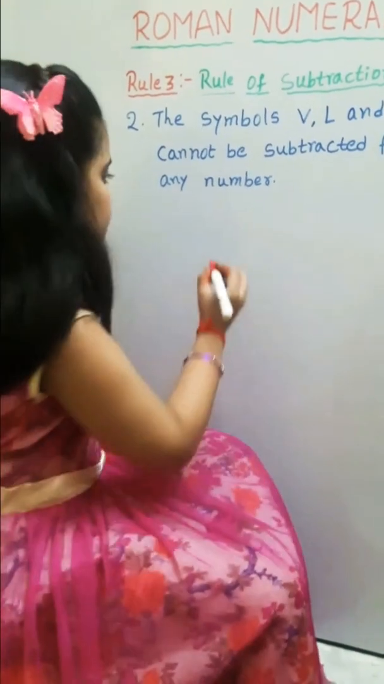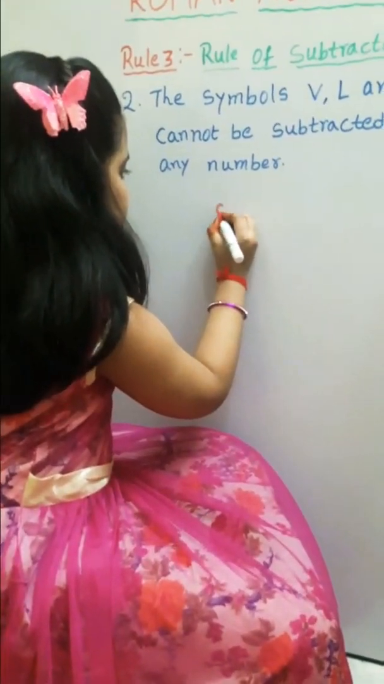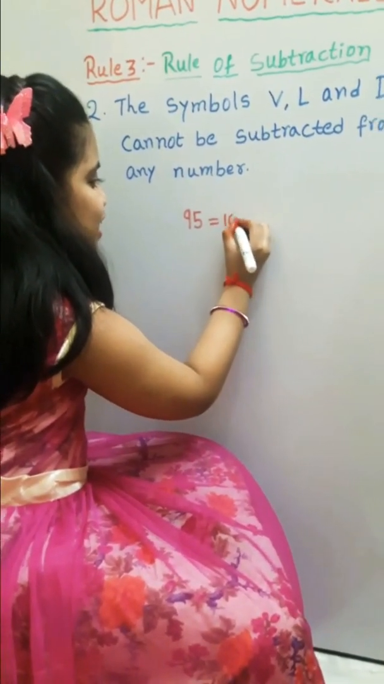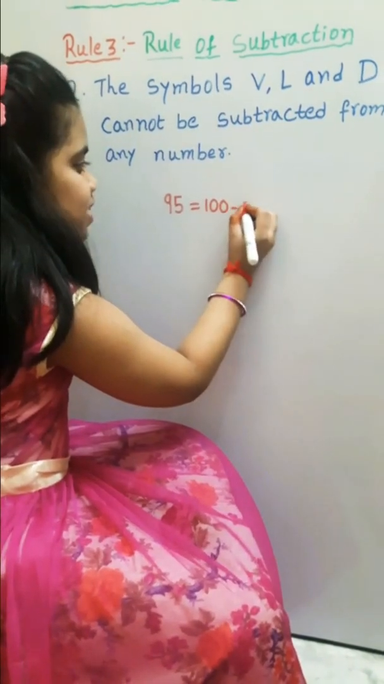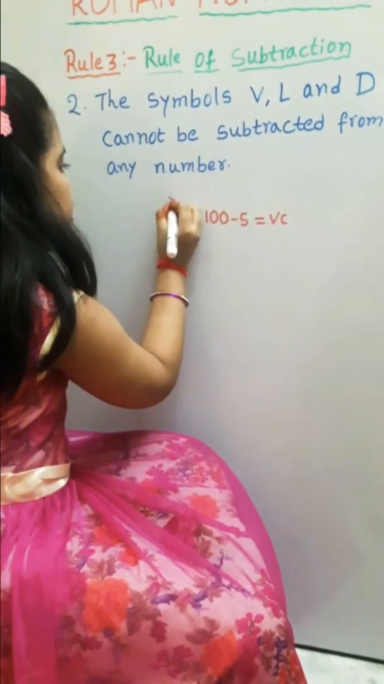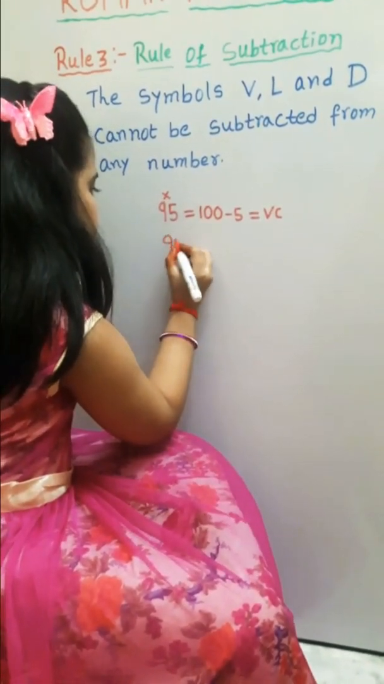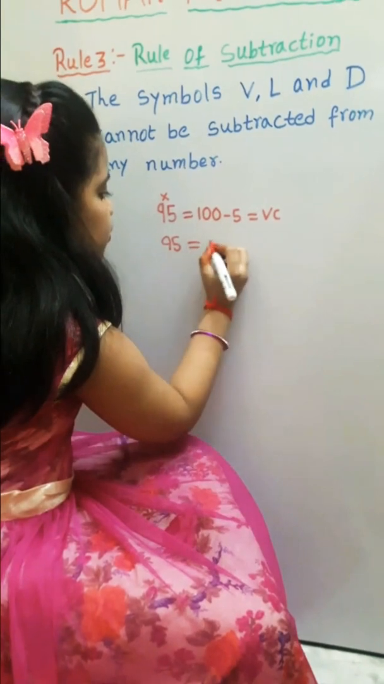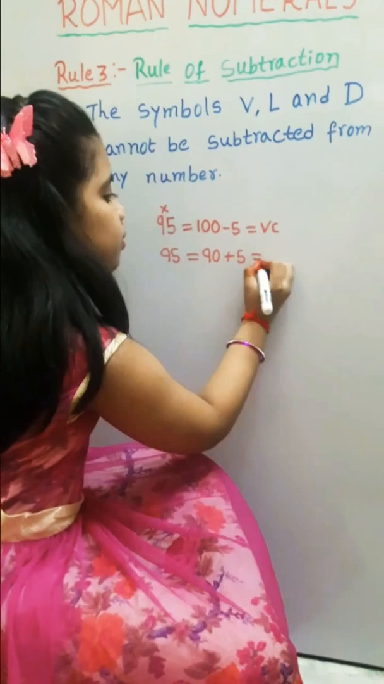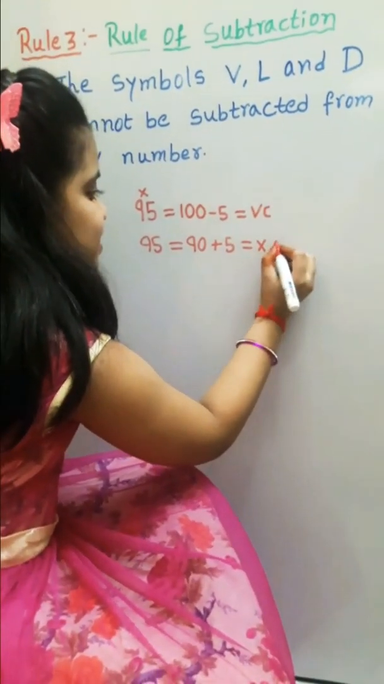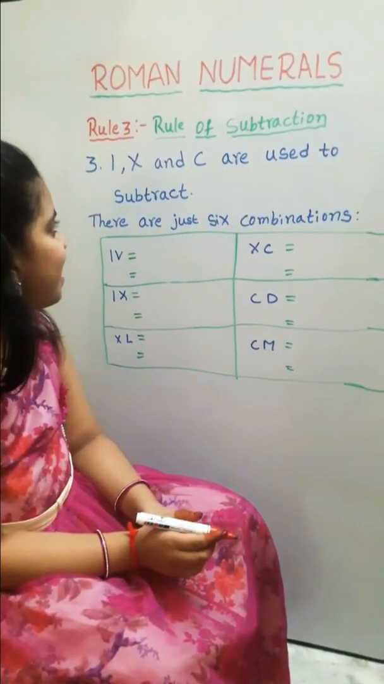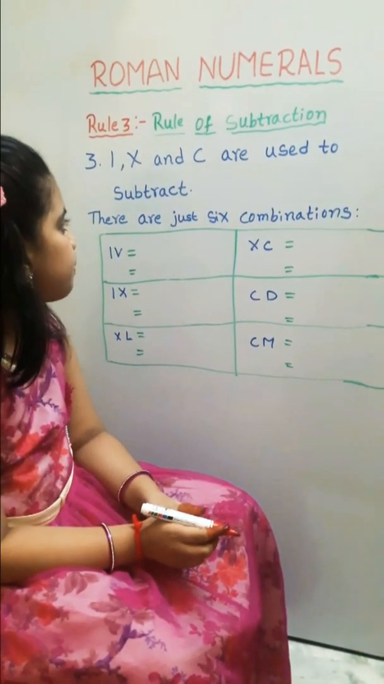Second one, the symbols V, L and D cannot be subtracted from any number. For example, 95 is equal to 100 minus 5 is equal to VC is wrong. 95 is equal to 90 plus 5 is equal to XCV is right.